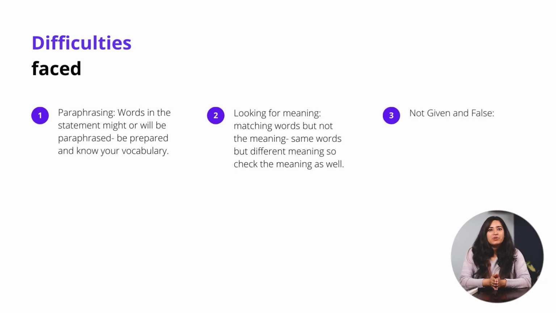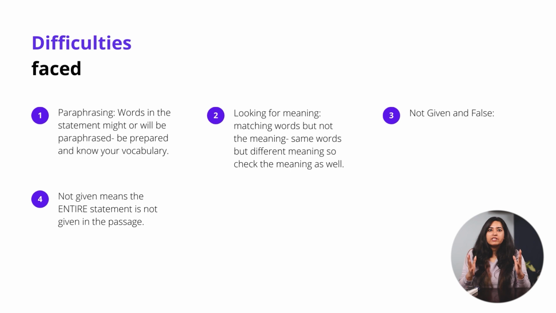Another difficulty that students face is understanding the difference between false and not given. It's important to understand this difference, and how you can is to know that false is where you're not only looking for the opposite meaning, you are also looking for contradicting information. And not given means that the entire statement is not given in the passage.